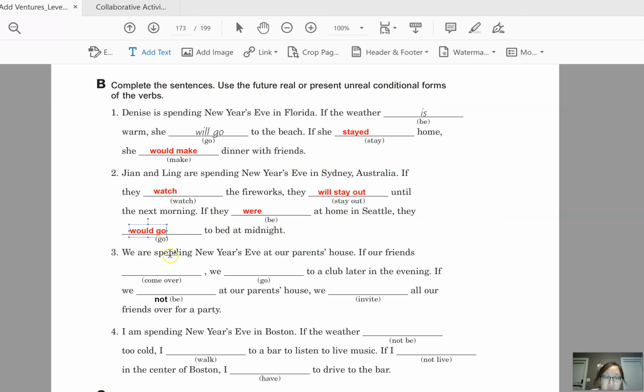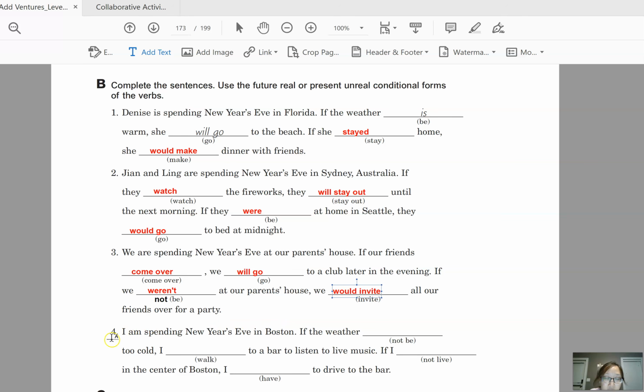Okay, number 3. We are spending New Year's Eve at our parents' house. If our friends come over, we will go to a club later in the evening. If we weren't at our parents' house, we would invite all our friends over for a party, but they can't because they are at their parents' house. So instead, if the friends do come over, they will go to a club later.